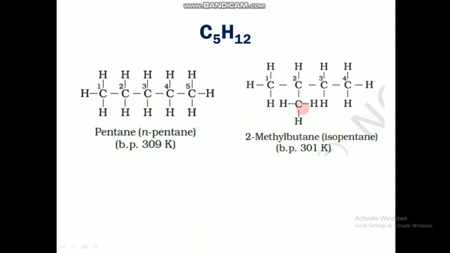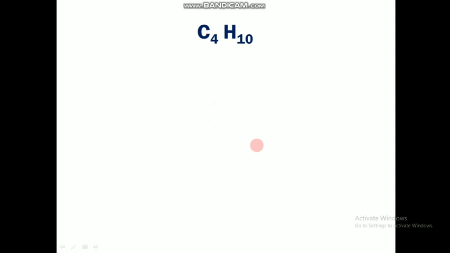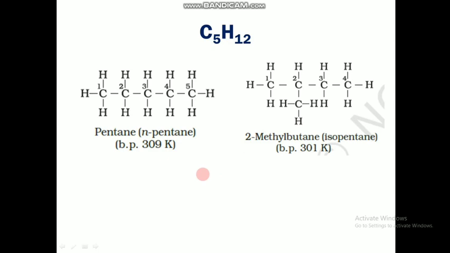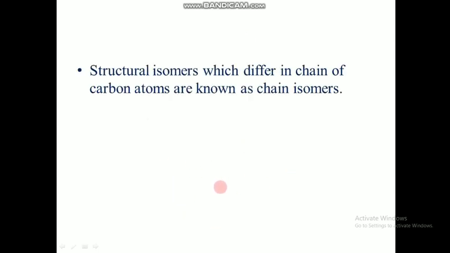So these have a difference in their chain, and even the last example which we discussed also has a difference in its chain structure. One is a long chain and one is branched. So for both of them we can tell they are chain isomers or chain structural isomers.